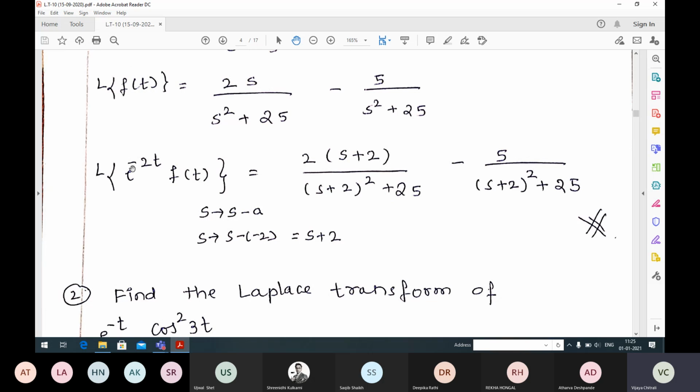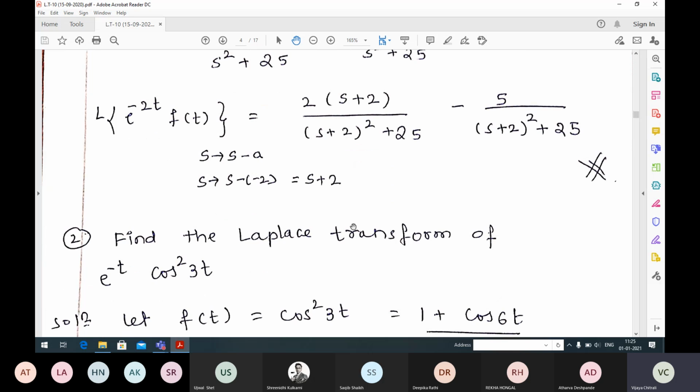Why? Because a is minus 2. Change s to s plus 2. So wherever s is there now, replace it with s plus 2. Here also s square is there, s plus 2 raised to 2, and here also s square is there, so s plus 2 raised to 2, right? So this will be the required answer, right?